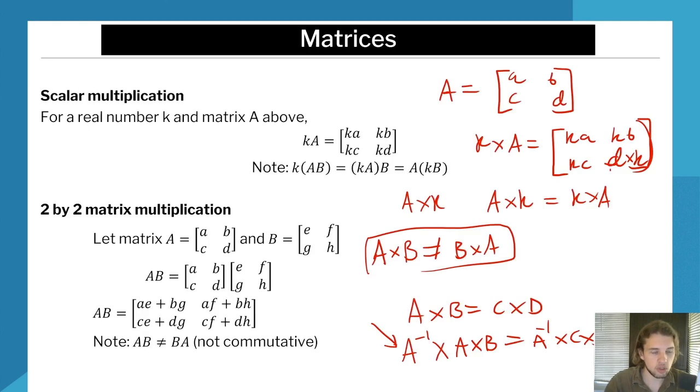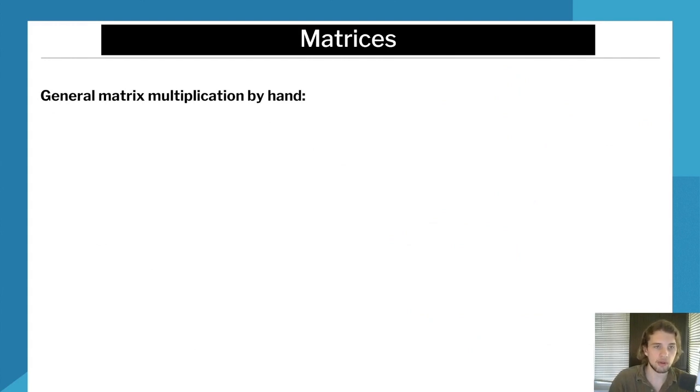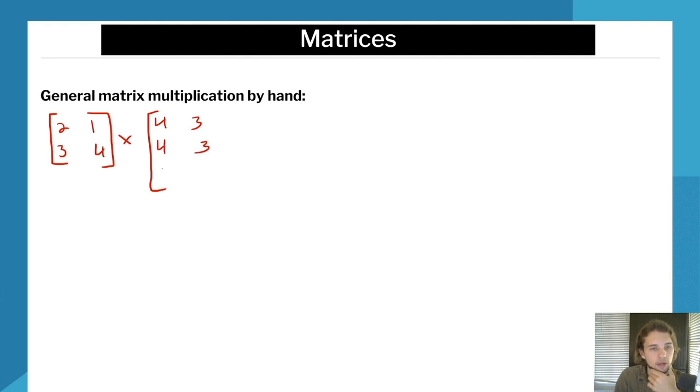So there's 2 by 2 matrix multiplication. I'm going to go straight into doing 3 by 3 or something of that level. Actually, I might start a bit smaller, to give you an understanding of the larger process instead of just knowing a formula to achieve it. So let's look at the two matrices. 2, 1, 3, 4. And let's try to multiply that by 4, 3, 4, 3, 2, 1.